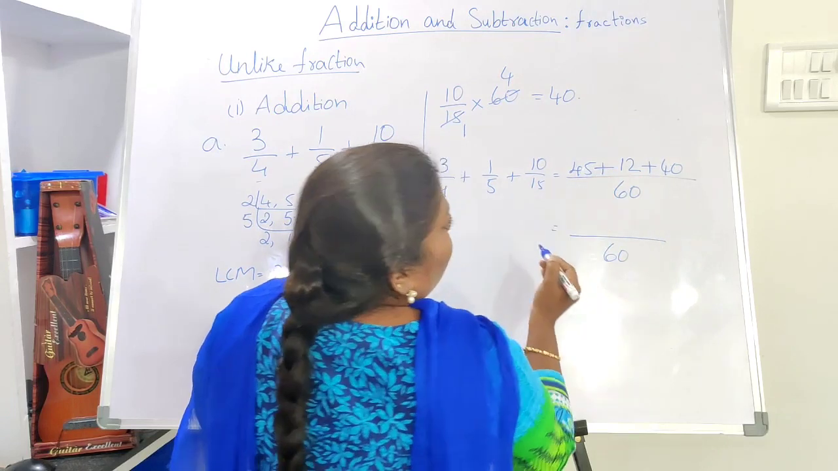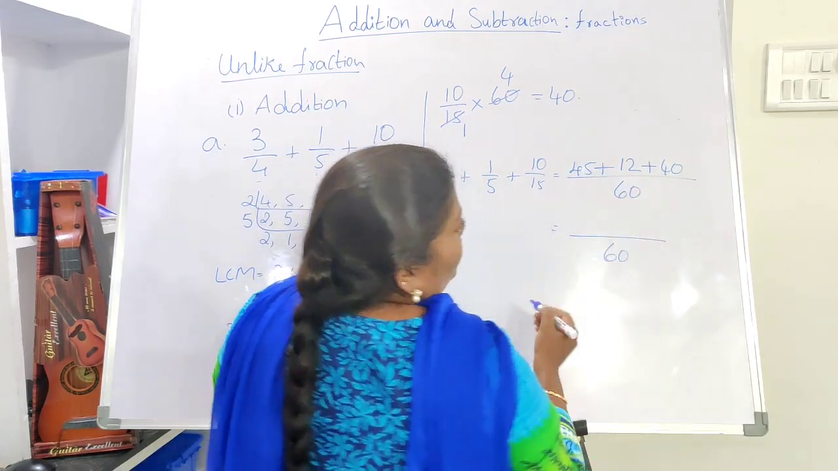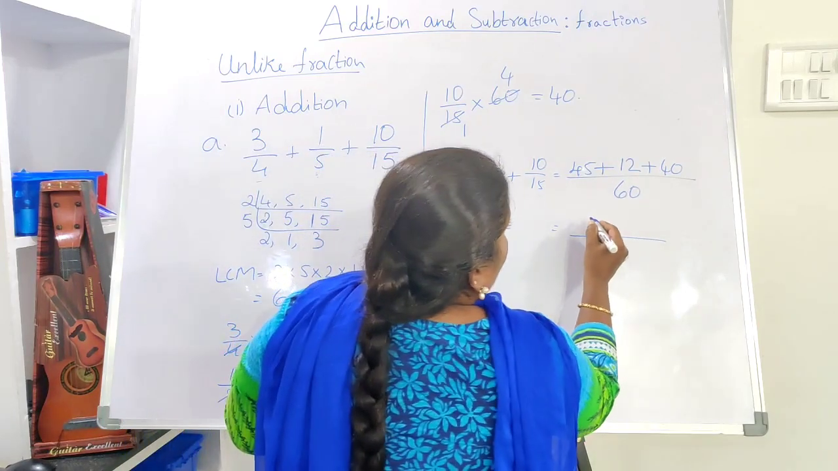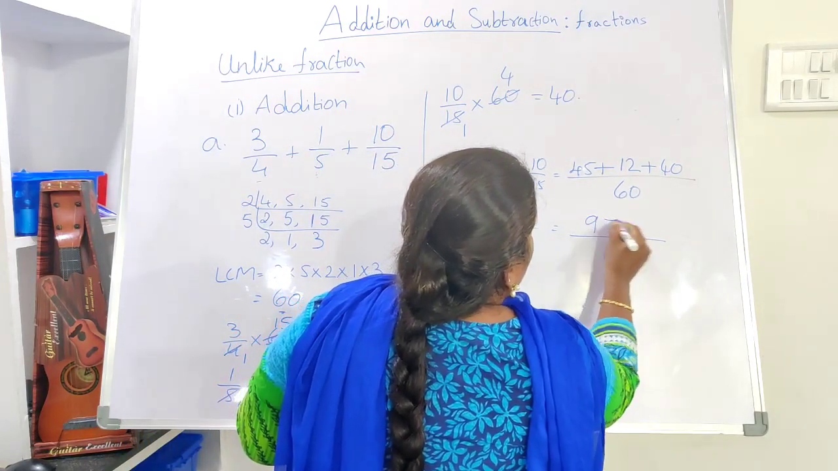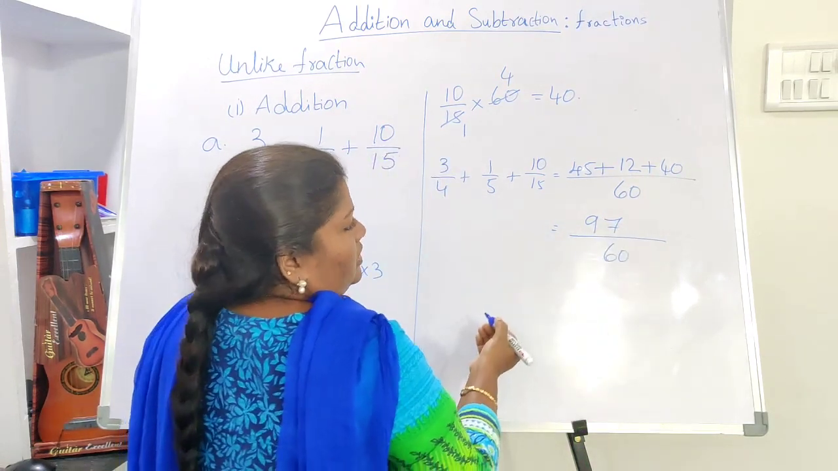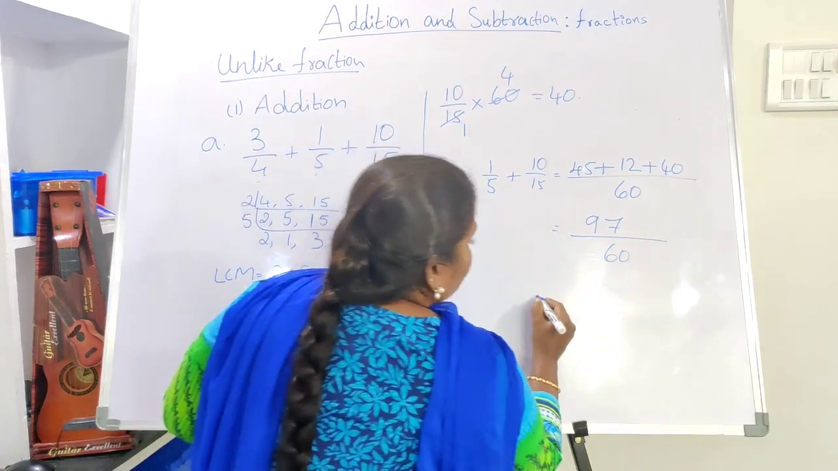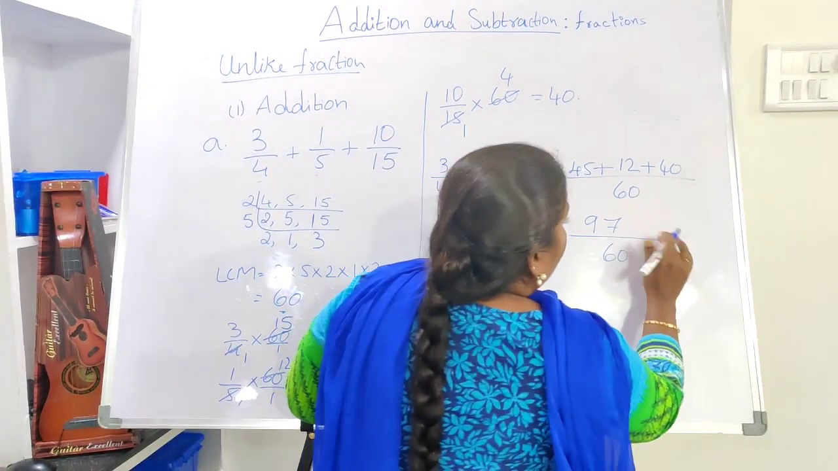Now just add them. Now 60 will be as it is. 45 plus 12 is 57. 57 plus 40 is 97. 97 by 60. Now this is an improper fraction. Yes, so you can convert it into a mixed fraction because it is an improper fraction.